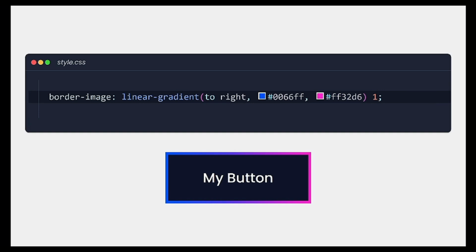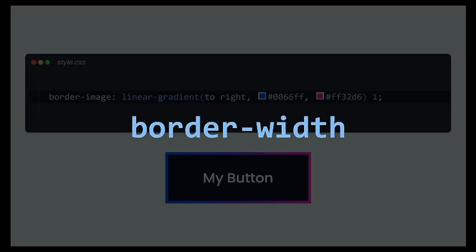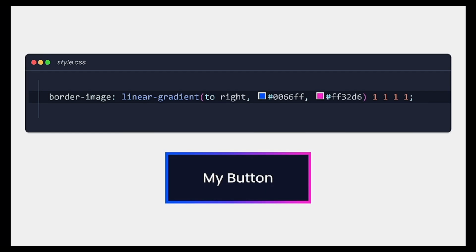You can control the thickness of the border using the border width property, and very interestingly, you can enable and disable the gradient for the edges separately by providing 4 values, each representing one edge.